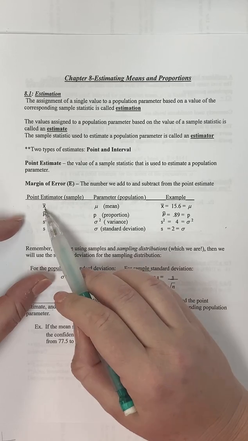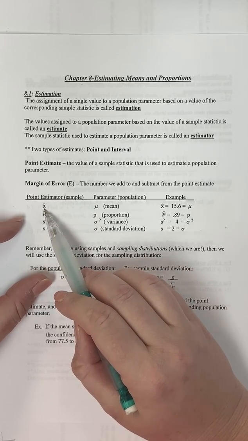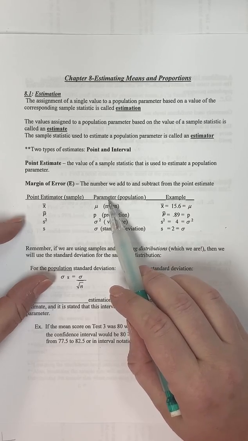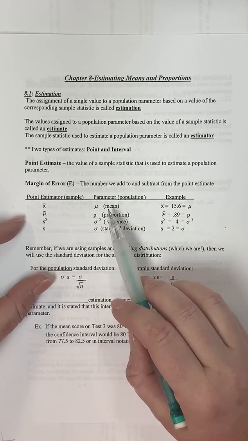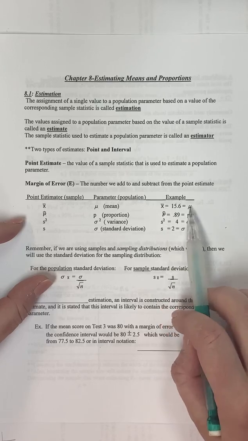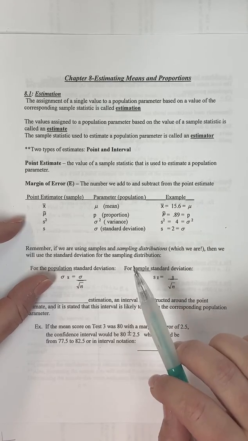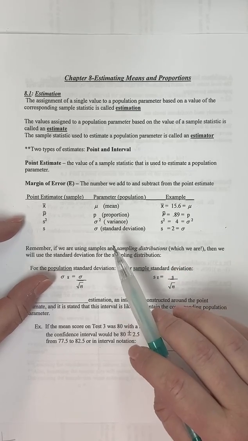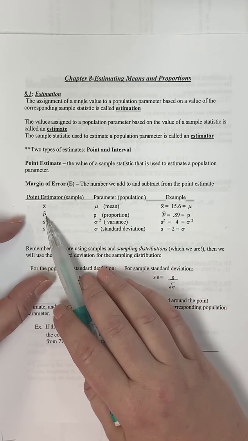Okay, so these are some point estimators that we are familiar with. We're familiar with X bar, right? That's a sample mean. The population parameter would be mu. That's the population mean. We're saying that we're going to set them equal. They're going to be the same for our calculations. If we're dealing with a proportion, we would have P hat.